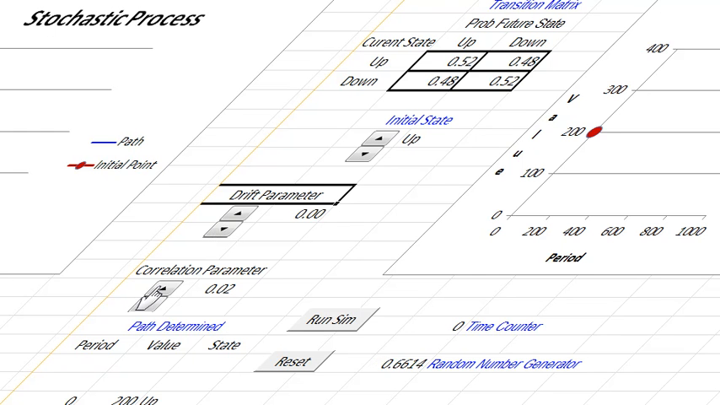The correlation parameter, when you make it positive, puts more weight on this diagonal. So if you're in up, it makes it more likely to stay in up. If you're in down, it makes it more likely to stay in down. That would increase the likelihood of a streak, incidentally. And if you make the correlation parameter negative, then there's more weight on this diagonal, which means there's more of a chance to change states, and that would shorten streaks.